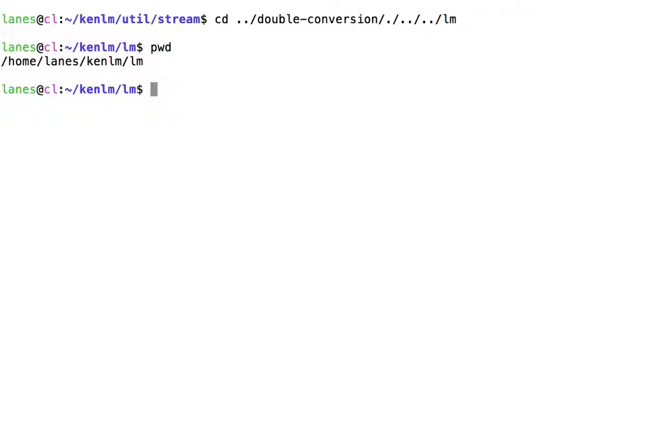LM is a subdirectory of kenlm. So dot dot slash double conversion slash dot dot slash dot dot slash LM refers to home lanes kenlm LM.